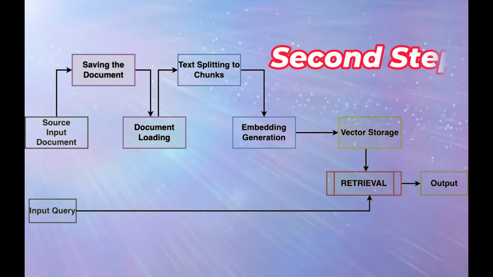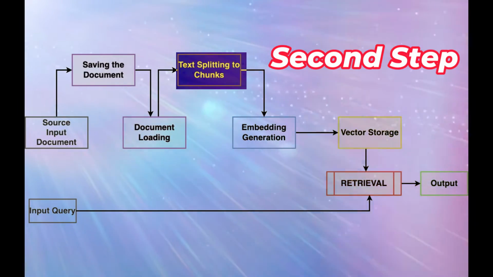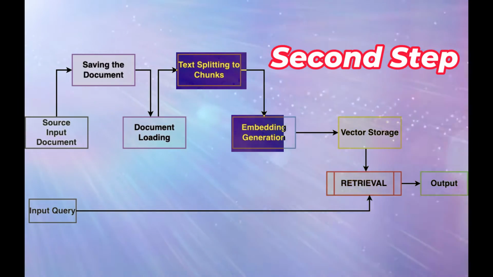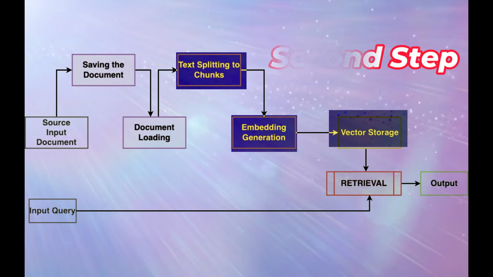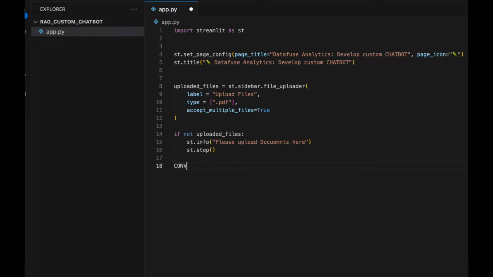Step 2 is, after the document is loaded, we will split that input document into small chunks, and then we will generate embeddings from these chunks, and finally we will be storing these embeddings into vector storage. So let's implement. So I'll declare a variable conf chain, conversational chain, and then we will define a function. So let's call the function configure retrieval chain, and in this we will input uploaded files. Okay, now we need to define this particular function, that is configure retrieval chain.